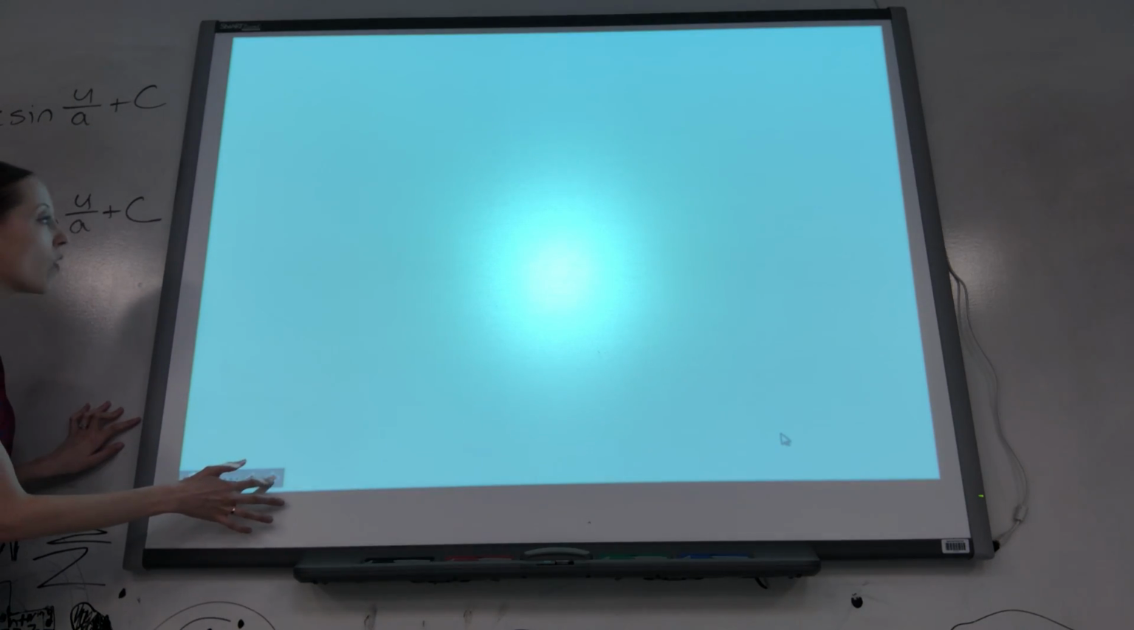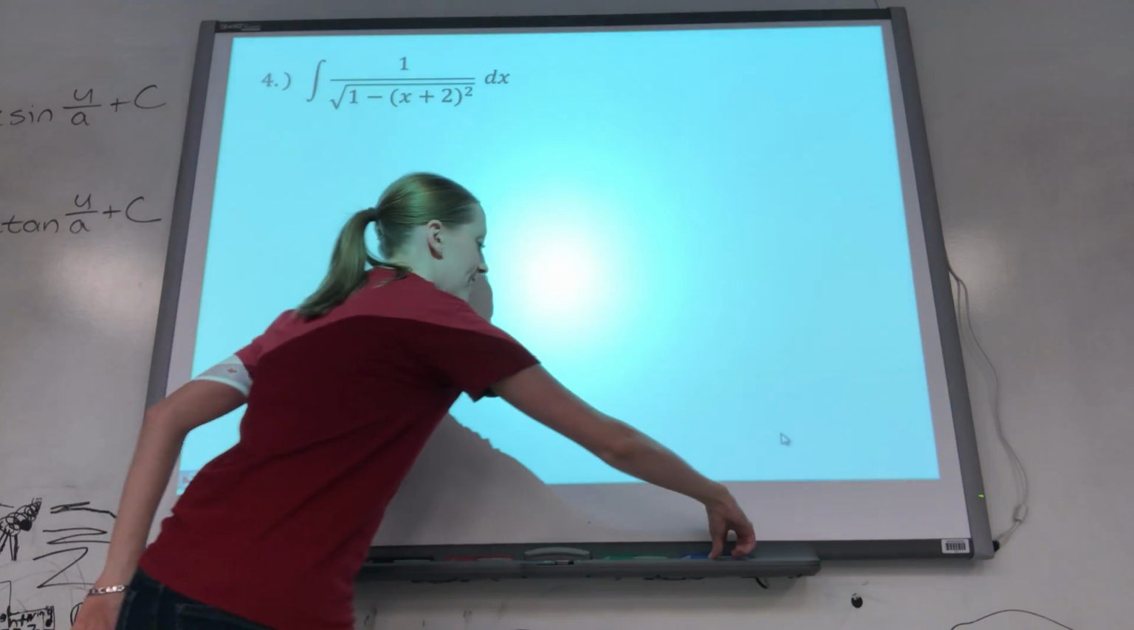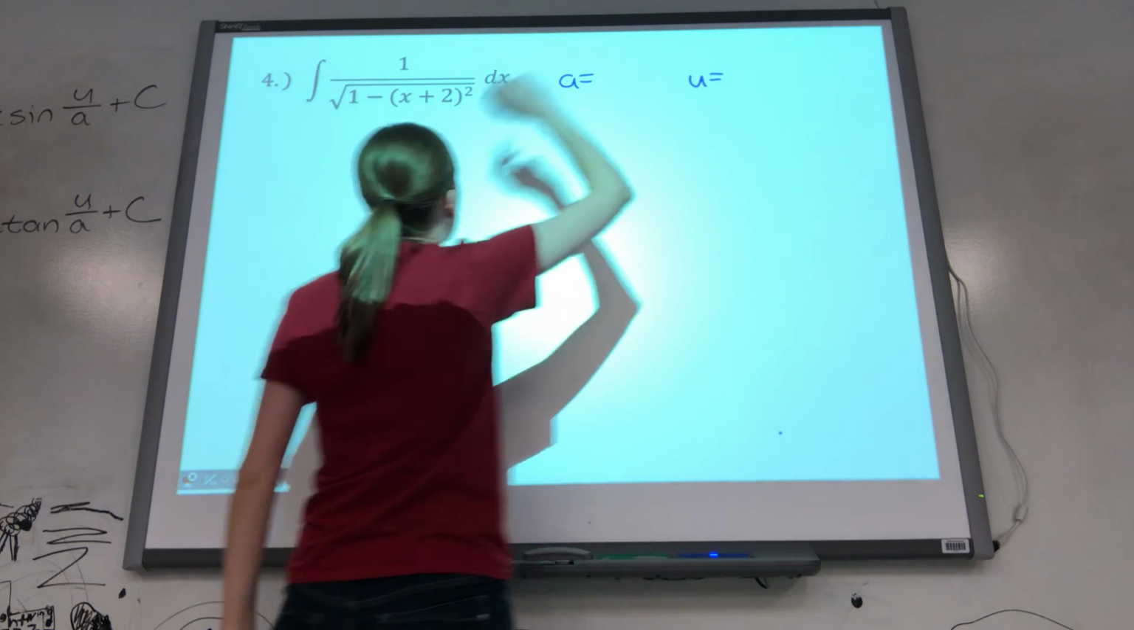Now there's 3 more, I believe, and I just want to show you some other stuff that could happen. Number 4, it's the integral of 1 divided by the square root of 1 minus x plus 2 squared dx. Is it going to be arc sine or arc tan? Arc sine.